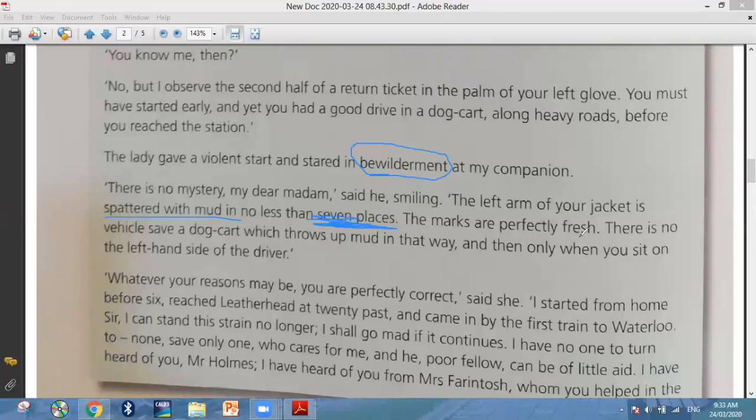"The marks are perfectly fresh. There is no vehicle save a dog cart which throws up mud in that way, and then only when you sit on the left-hand side of the driver." Save here means except for. Even he could know that she was sitting on the left-hand side of the driver. I think it's not impossible for anyone to be a detective, okay?